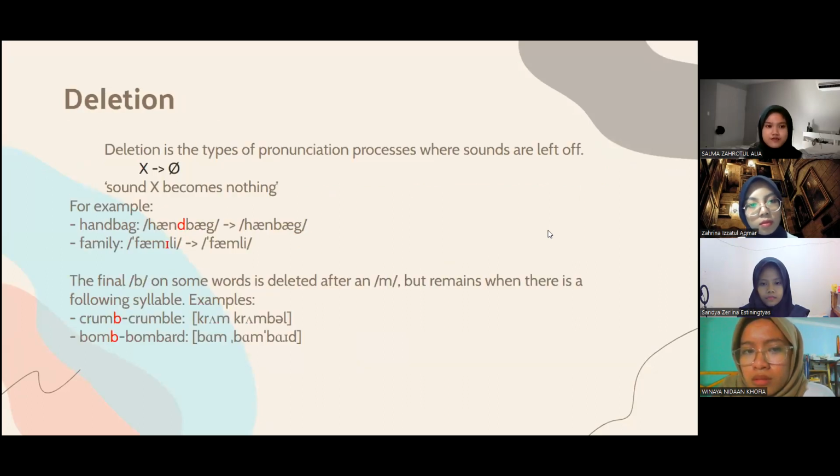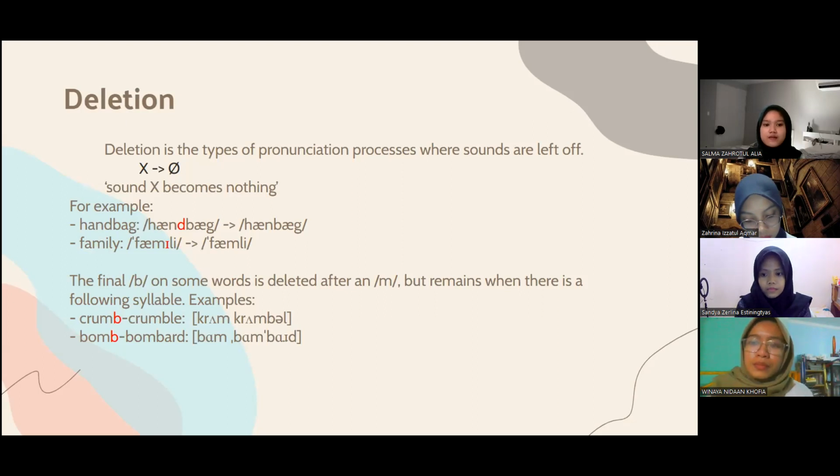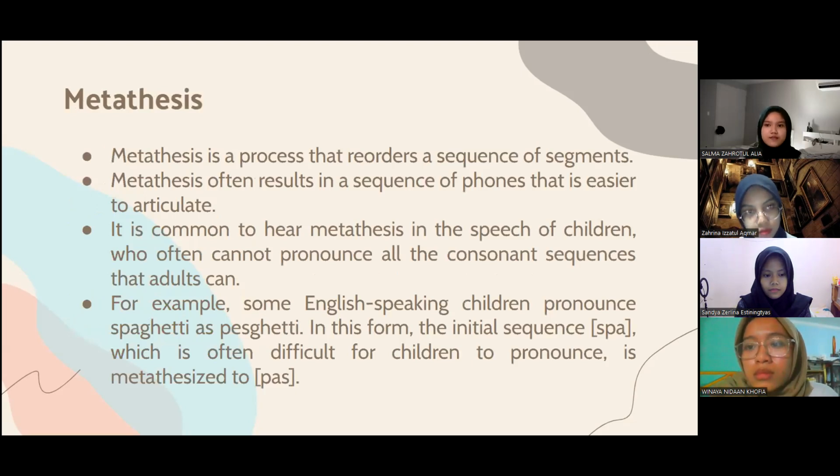Next is deletion. Deletion is the type of pronunciation process where sounds are left off. The symbol is sound X becomes nothing. For example, handbag becomes handbag and family becomes family. The final b on some words is deleted after an m but remains when there is a following syllable. Examples are crumble and bombard. The next is about metathesis, which will be presented by Rina.